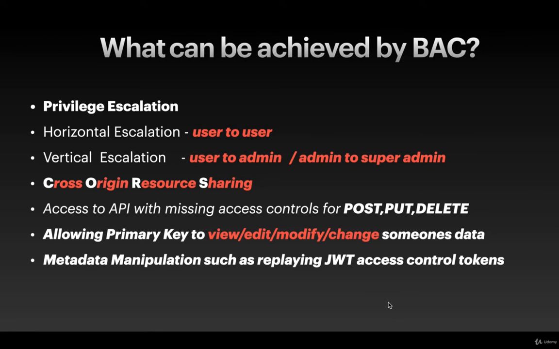Cross origin resource sharing is also what can be achieved by BAC. Access to API with missing access control for POST, PUT, DELETE. Allowing primary key to view, edit, modify, change someone's data. Metadata manipulation such as replaying JWT access control tokens can also lead to BAC.